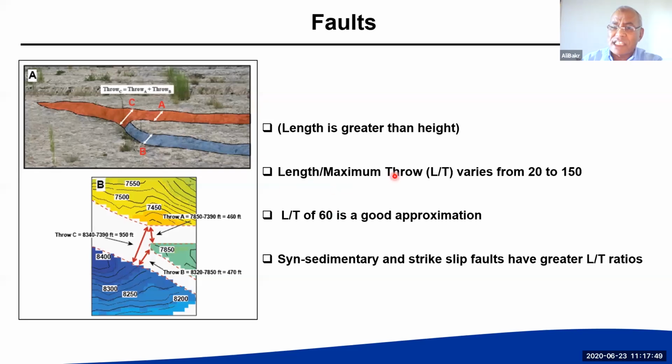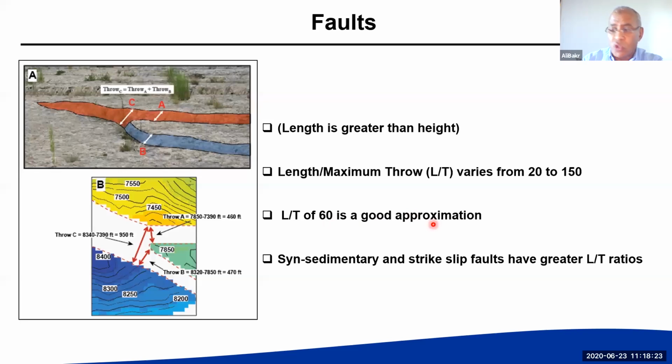The length to the maximum throw, L over T, varies from 20 to 150. So the length of the fault should be at least 20 times the throw. If the throw is 1, the length of the fault should be 20, or maybe more. Actually, 60 is a good approximation. So it's between 20 and 150, almost 60. So the length over the throw should be about 60 in approximation.